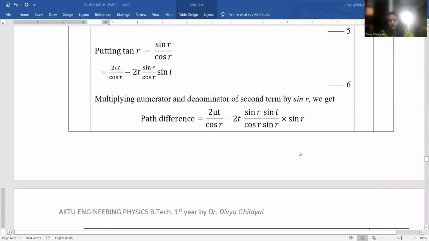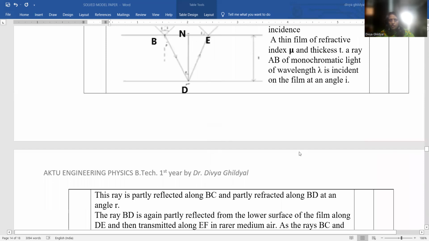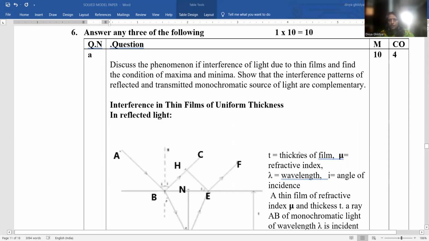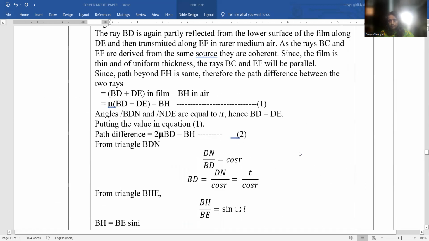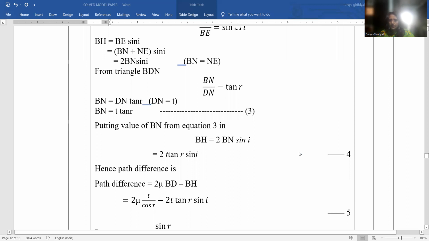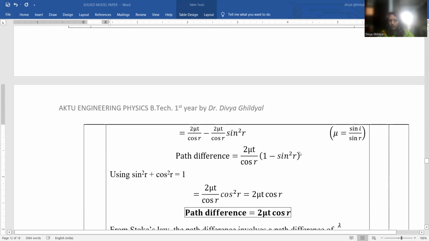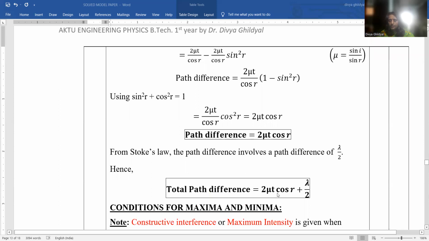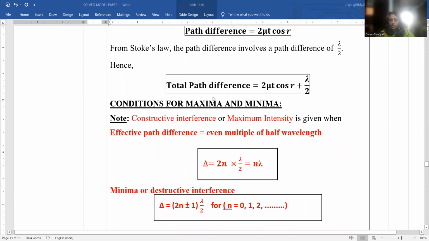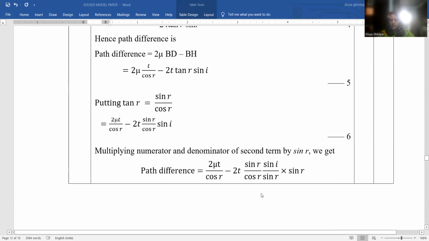Now in wave optics, this time the maximum focus is on interference in thin films of uniform thickness. Suppose they have asked me this for 10 marks. I will first derive the formula of path difference, 2 mu t cos r plus lambda by 2. And for the conditions of maxima and minima, I remember that for constructive interference or maximum intensity, the effective path difference is n lambda, and for minima or destructive interference, it is (2n plus minus 1) lambda by 2.